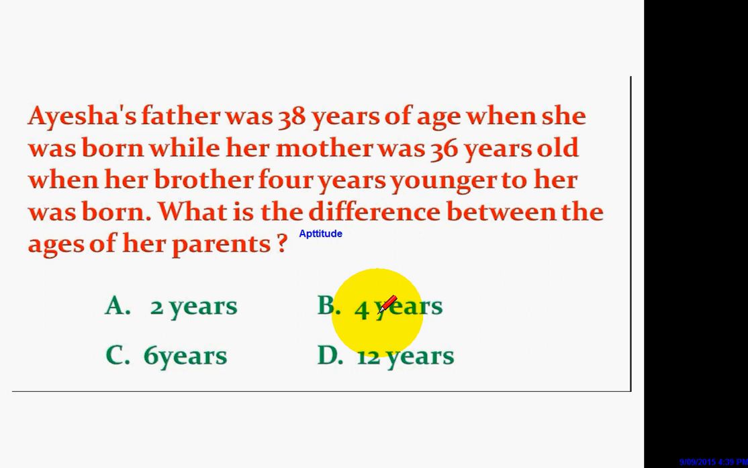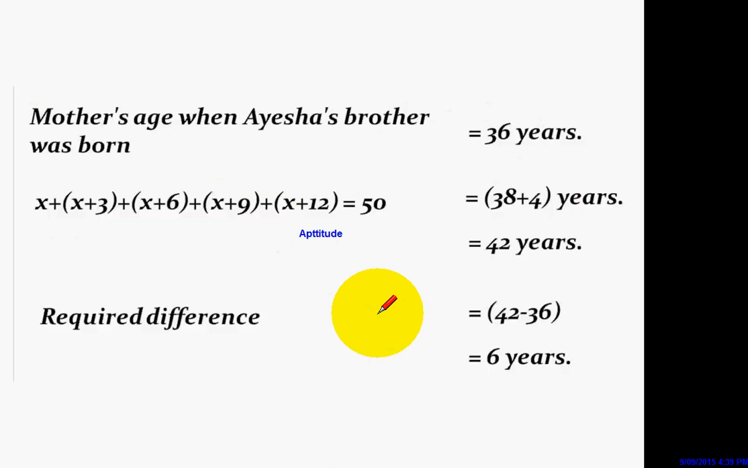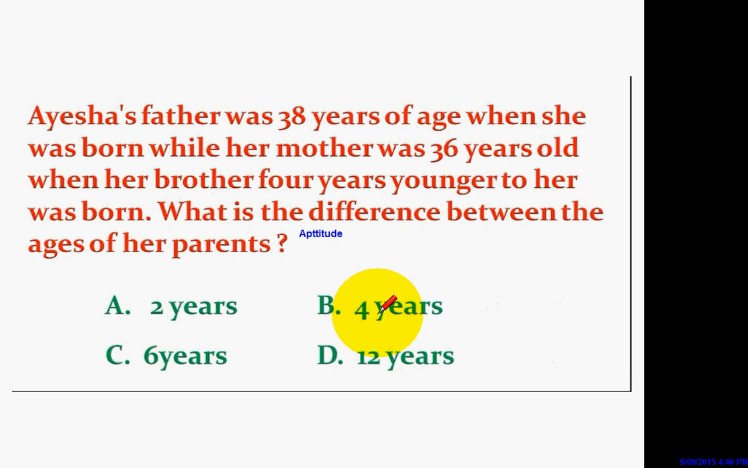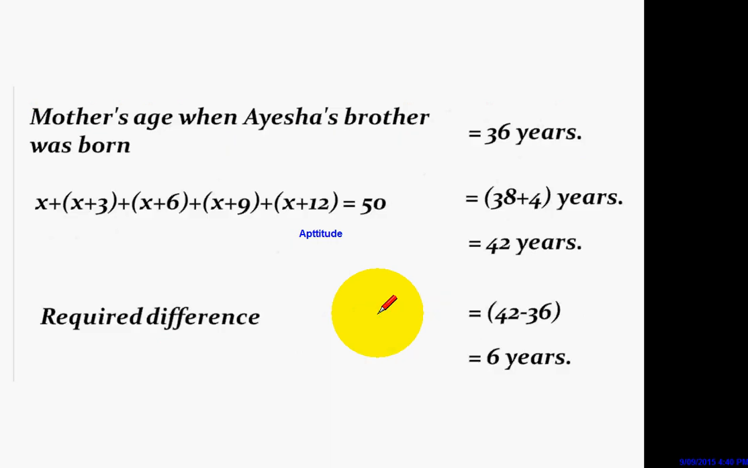So they have played with the words, but it is very easy to solve the problem once we understand the meaning behind that, right? Mother's age when Aisha's brother was born, what was given? Mother's age was 36 years when Aisha's brother was born. And what is the difference between Aisha and her brother? It was 4 years, right?